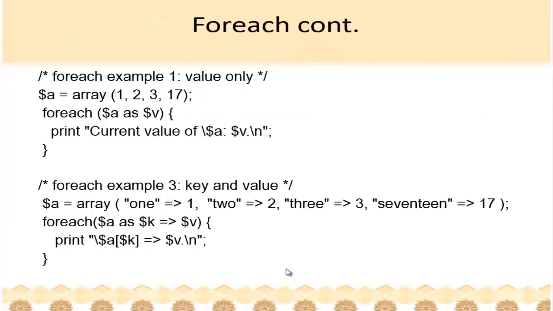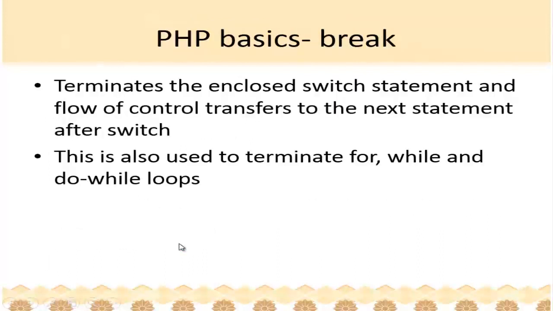Very quick review. We have an array 1 to 17, and I say array A as V. If you say as V, it's going to just give you the value only. If you have an array where 1 points to 1, 2 points to 2, 3, and so on, and you say I want both the key and the value, then what you do within the for loop is up to you.